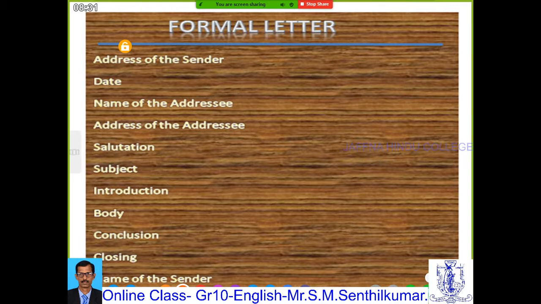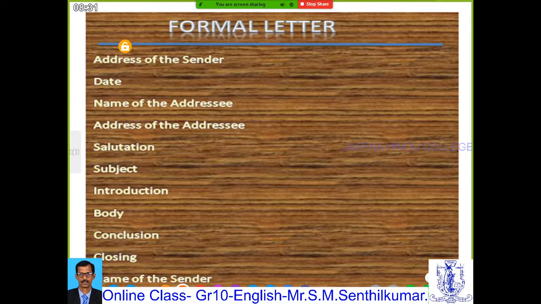Conclusion, once again, we are going to emphasize the main idea, that comes under the conclusion. Then closing, that is called the complimentary close. We sometimes say closing part, right? Then name of the sender. Closing part means yours truly, yours faithfully, something we put and finish it. These are the components or parts of the formal letter.